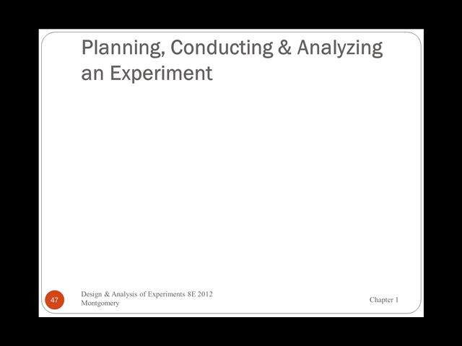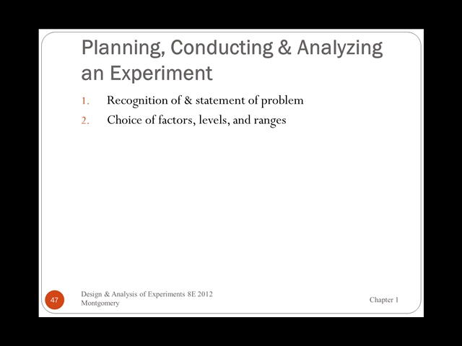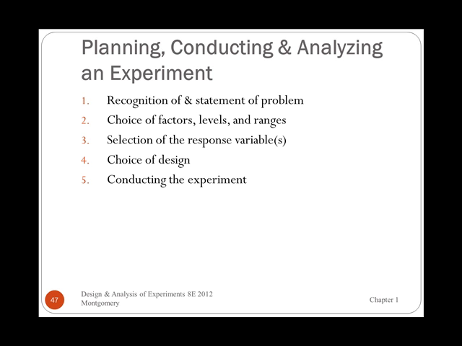In the textbook, the author provided some guidelines for planning, conducting, and analyzing an experiment. First, recognition and statement of problem. Second, choice of factors, levels, and ranges. Third, selection of the response variables. Fourth, choice of design. Fifth, conducting the experiment. Sixth, conducting statistical analysis. Finally, draw conclusions and provide recommendations.